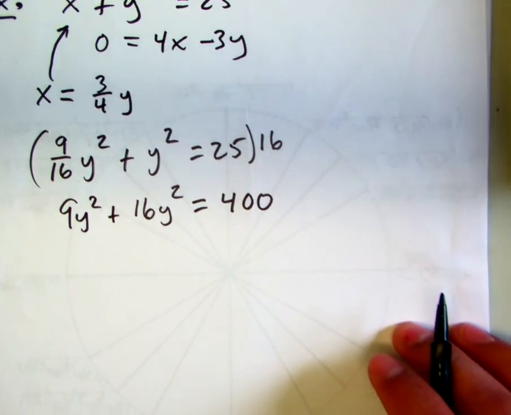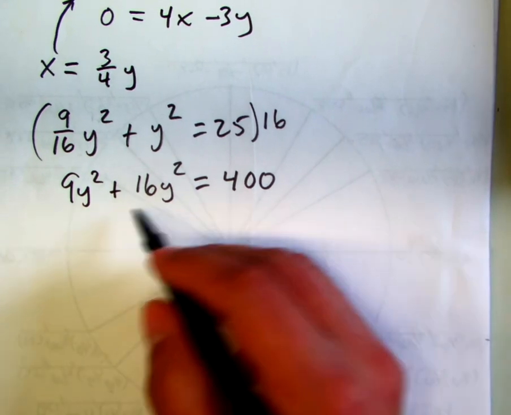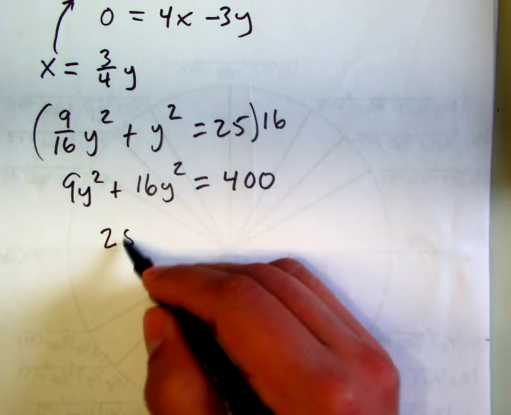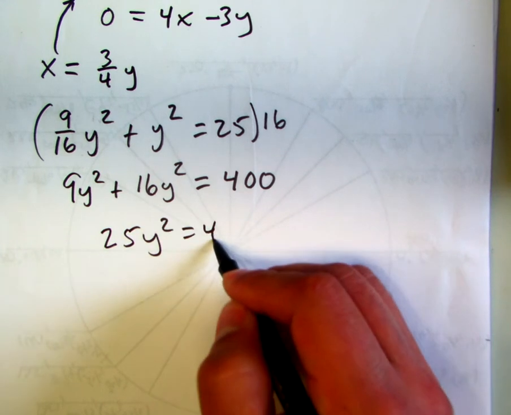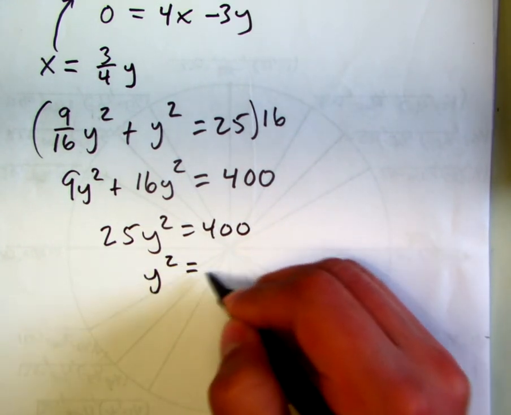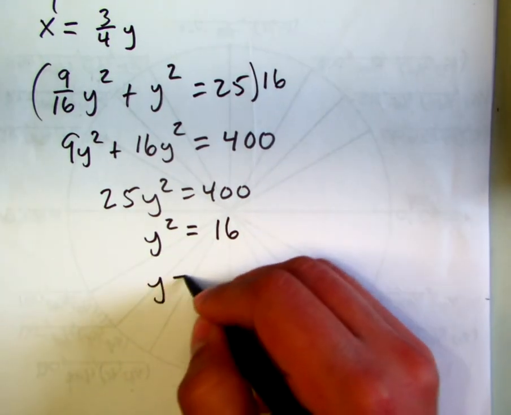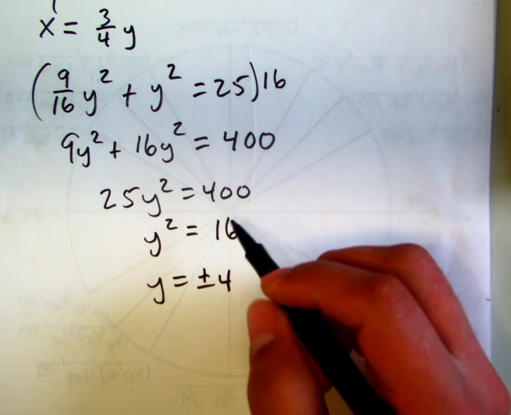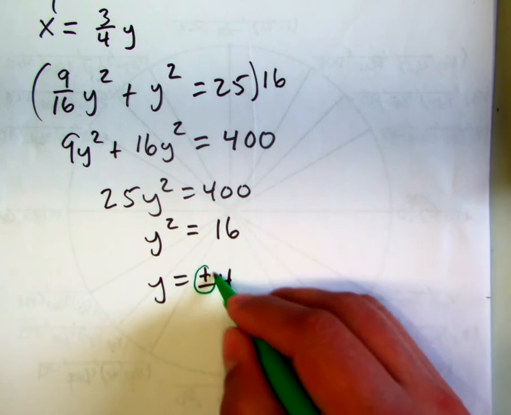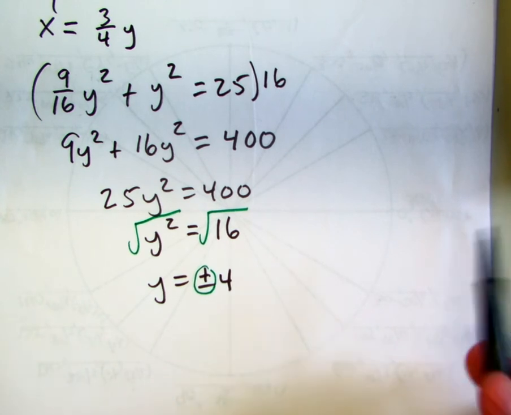Okay. What can we do next? Combine like terms. So we got 25y squared equals 400. Divide by 25, so y squared is 16. And now? y equals, good. Very important that you remember the plus or minus, because if you don't, you might miss half of the answers. Okay? So we get y equals plus or minus 4.